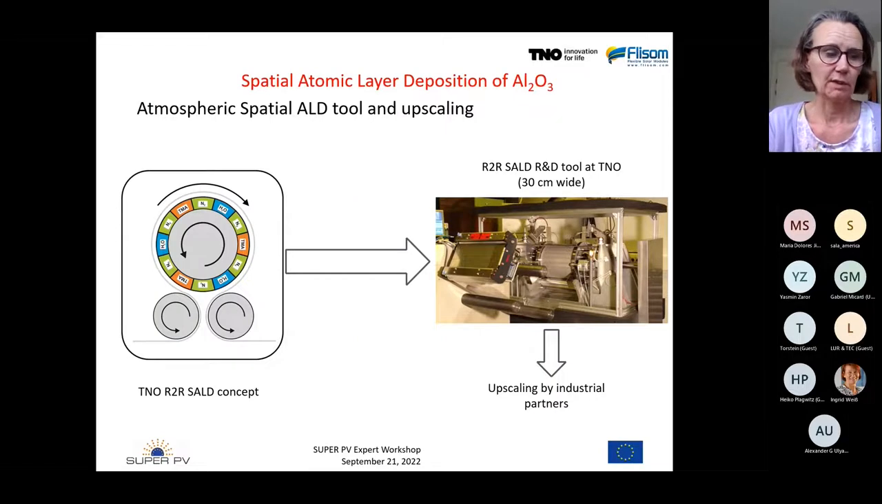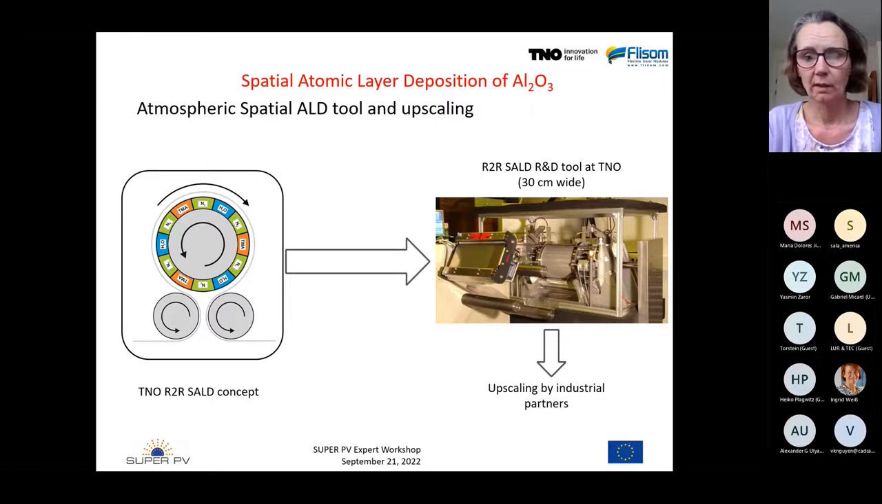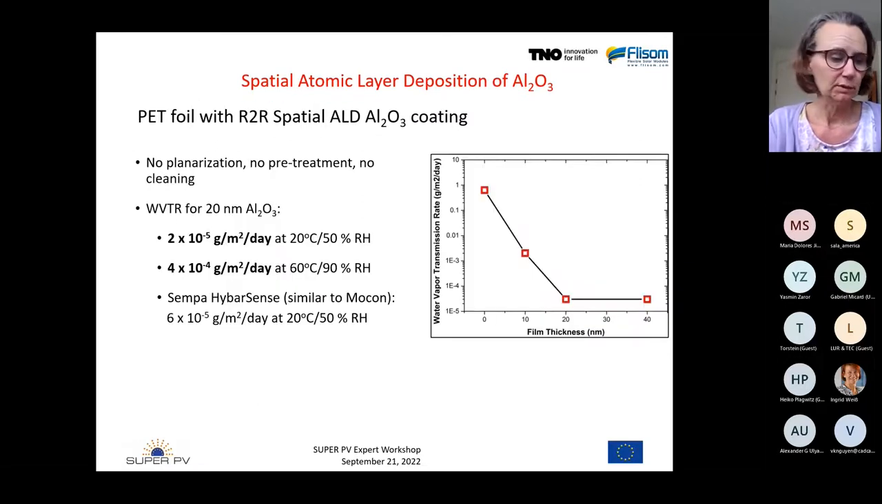So the aim of this project is to show the feasibility of the spatial ALD barrier technology based on upscalable technology. And the barrier foils that were produced for the demo sites in this project were produced on the roll-to-roll concept, which is designed such that it can be upscaled to wider foils, a bigger drum, with which you can realize a faster deposition, etc., by industrial partners. So this is an upscalable technology. Now let's go to the results.